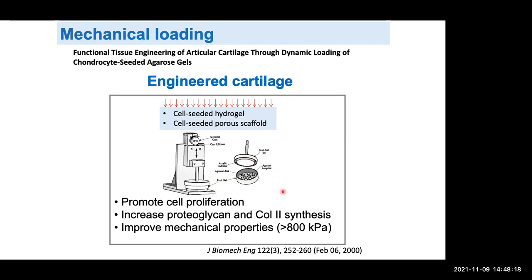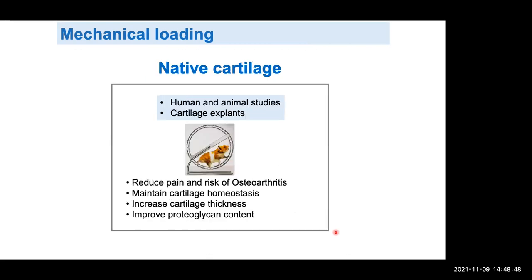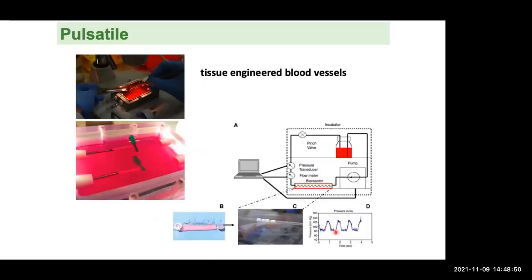What they found is that it promotes cell proliferation, which means the cells can divide more, and the construct of the engineered cartilage produces more collagen and proteoglycan, which is extracellular matrix. And of course, the outcome is that the mechanical properties of the engineered cartilage are very high and close to the native cartilage.